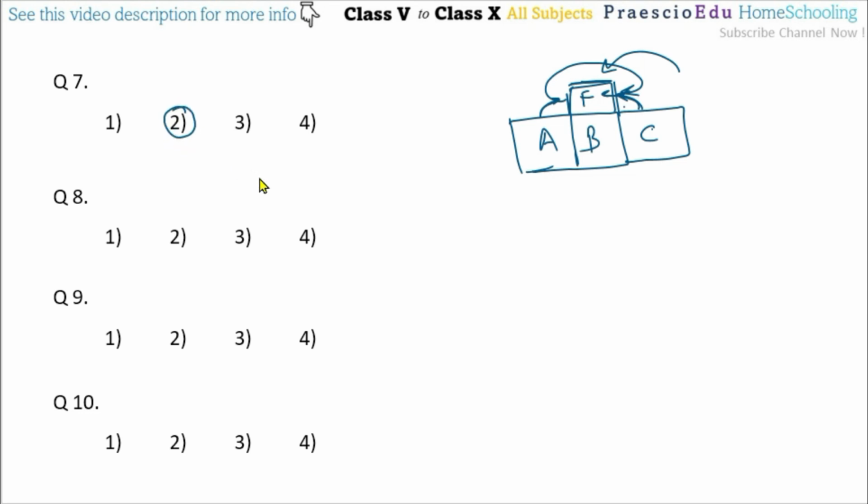Then question number 8: which of the following figures is a pentomino, meaning having 5 surfaces? If you count all of these, you will find option number 2 has 5 faces or 5 surfaces. So option number 2 is correct for question number 8.